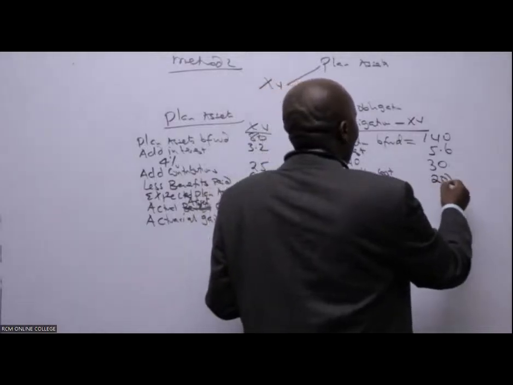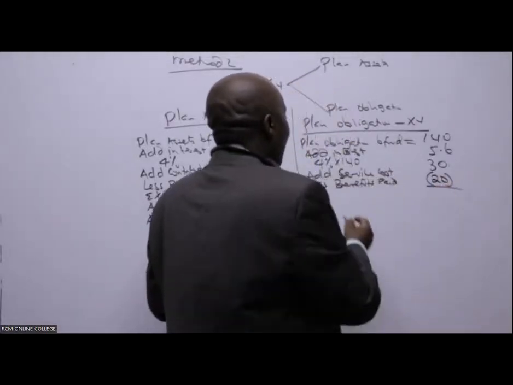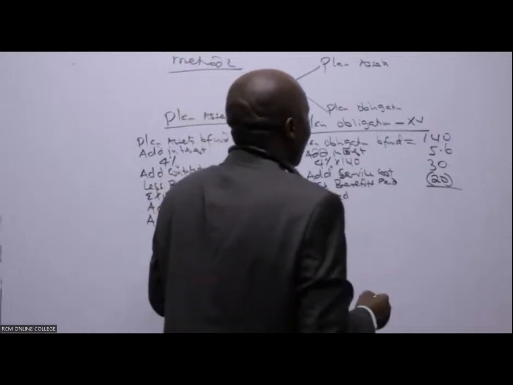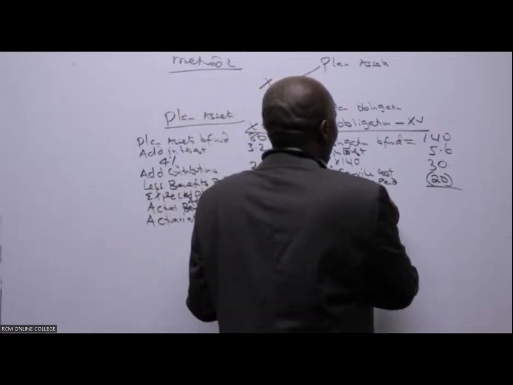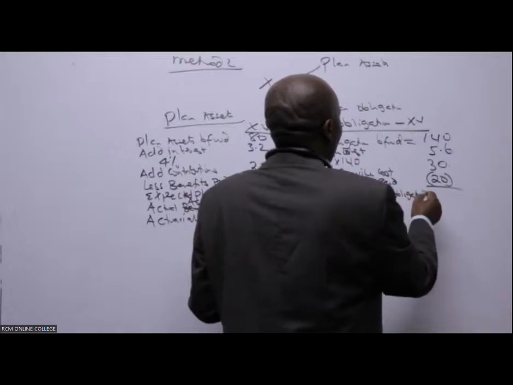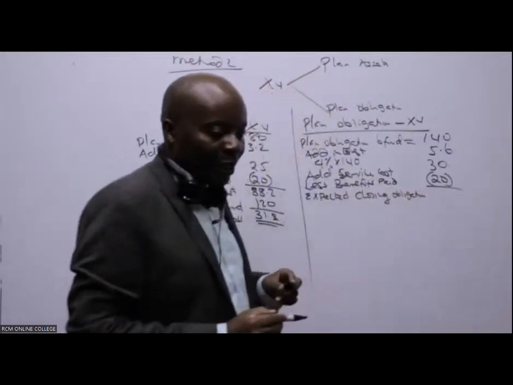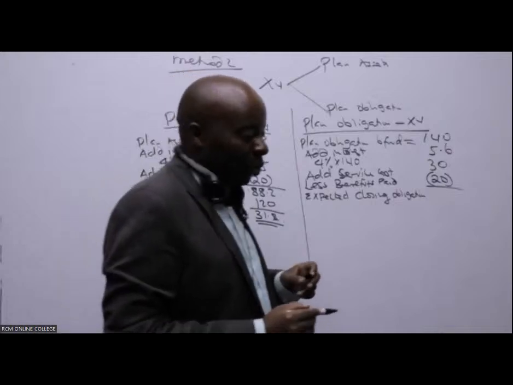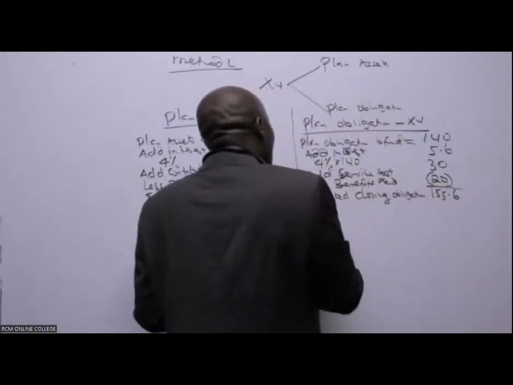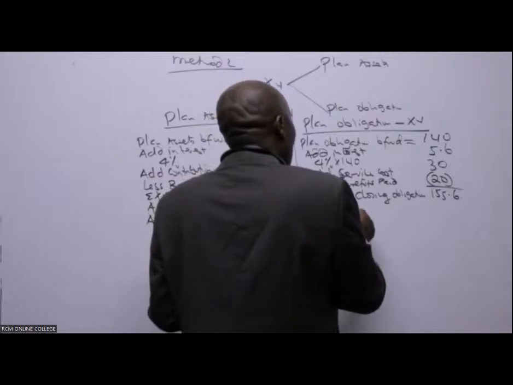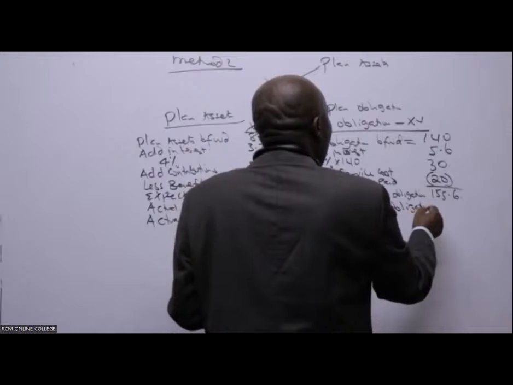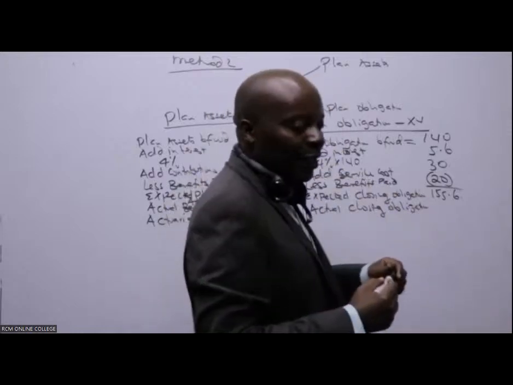Of 20x4. So then go ahead and give me the expected closing obligation. Expected closing obligation, 155 point what? 155.6. So come and compare this with the actual closing obligation, the end of the year closing obligation.